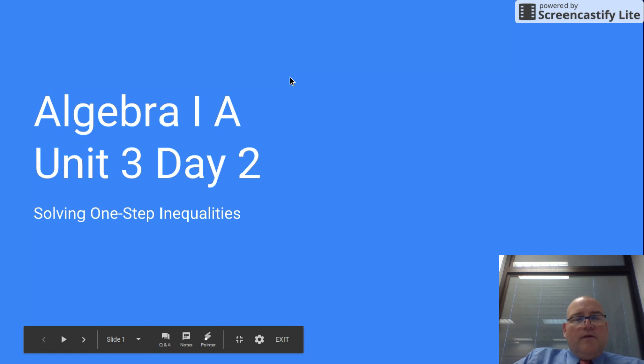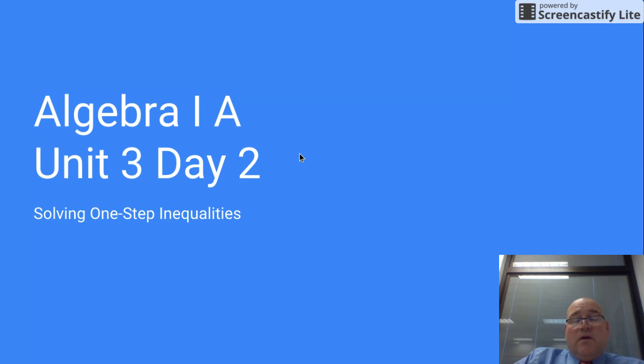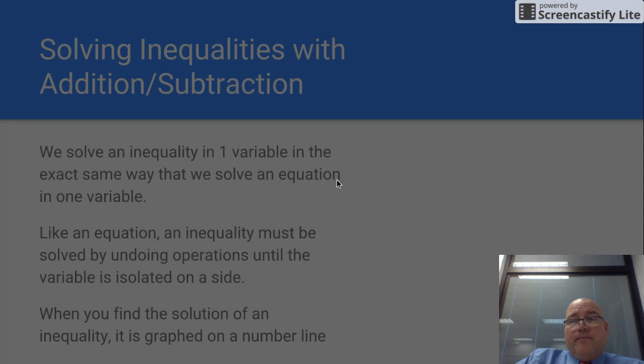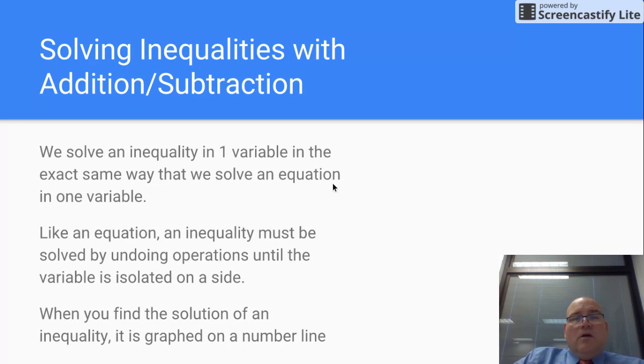Good morning. Today we start Unit 3, Day 2, solving one-step inequalities. Solving inequalities with addition and subtraction. We solve an inequality in one variable in the exact same way that we solve an equation in one variable. Like an equation, an inequality must be solved by undoing operations until the variable is isolated on one side.